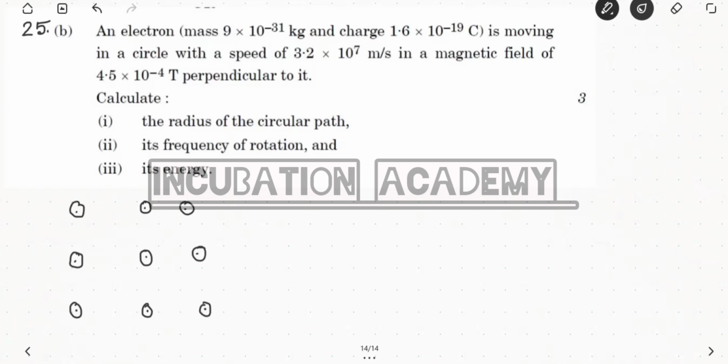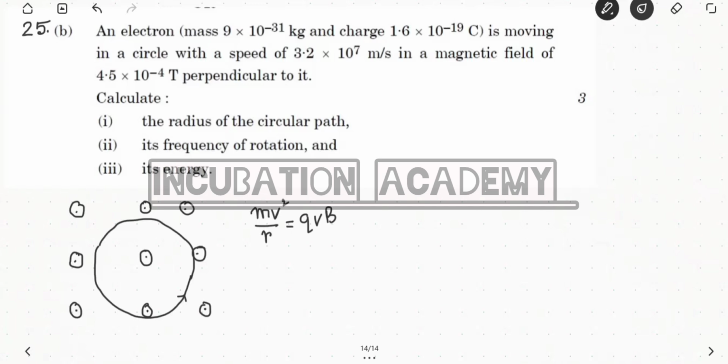When an electron enters, obviously it will follow a circular path, because the Lorentz force is a no-work force acting on it, and it changes the direction of the motion. So mv²/r, the centripetal force needed for this rotation, is given by qvB, which is the Lorentz force. Here v and B are perpendicular to each other, so sine 90 degrees is 1.